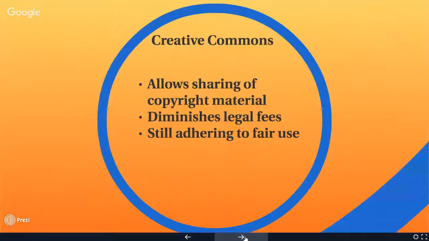So Creative Commons has to do with copyright. Creative Commons is a license that people who want their works to be shared can use. It reduces the legal cost of copying. It reduces the legal costs that are usually associated with acquiring copyright material. Usually you have to pay a fee and go through a whole legal situation, but this way you're able to share your creative work. It's easier to access for other people, but it still adheres to the parameters of fair use. So you are not infringing on anyone's copyright.